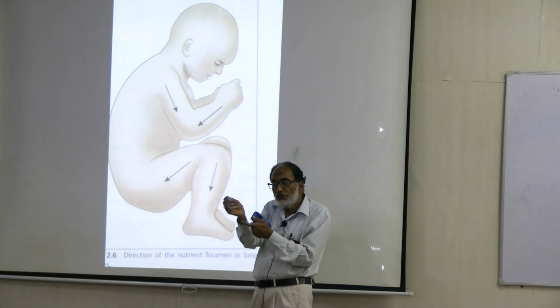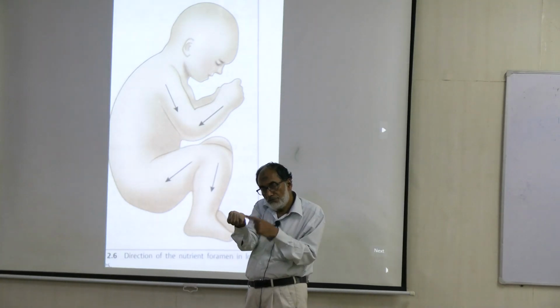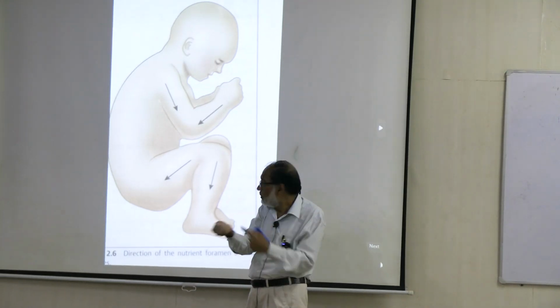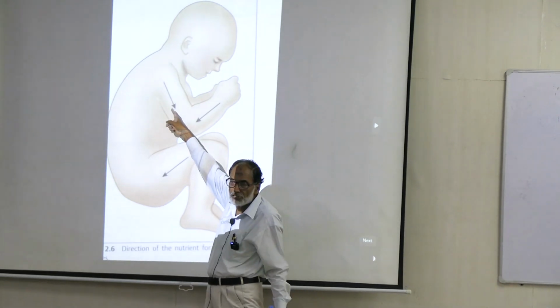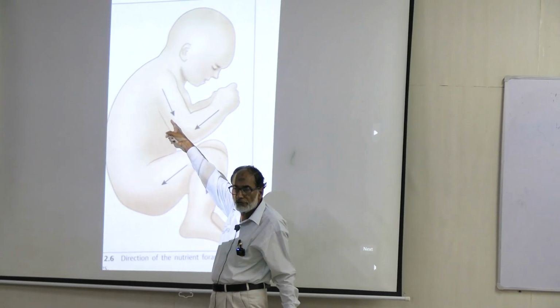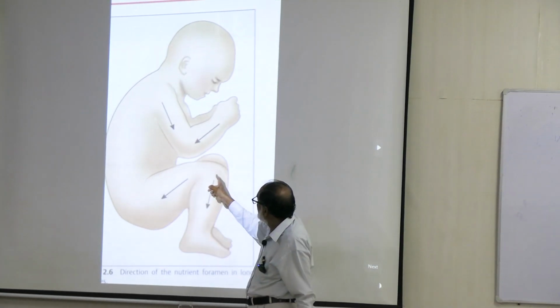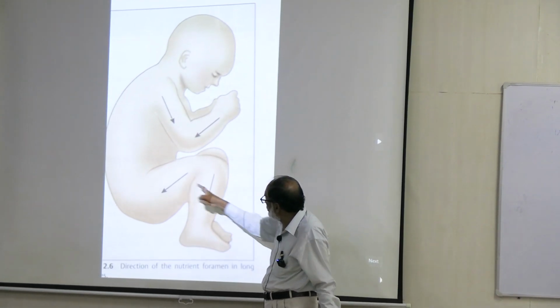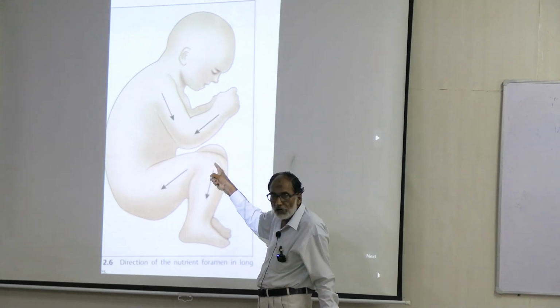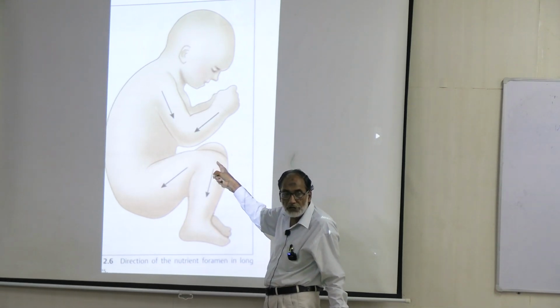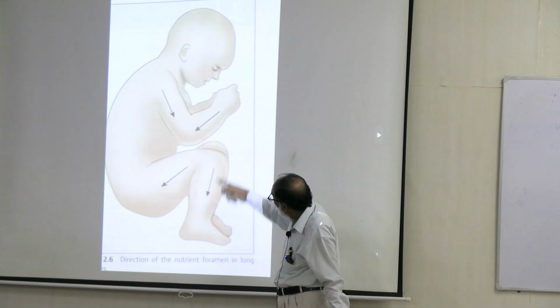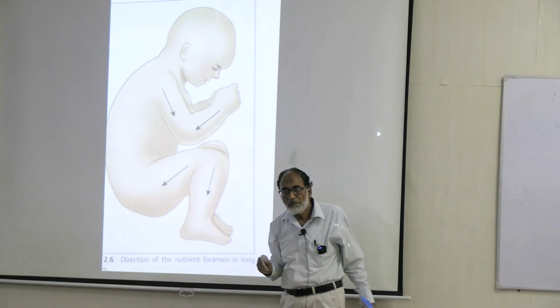So at our wrist, this bone will be the growing end. And here, the upper end of the humerus is the growing end. Right? Here you see, this is the direction of the nutrient artery, so the lower end of the femur is the growing end. Here you see, the upper end of the tibia is the growing end.